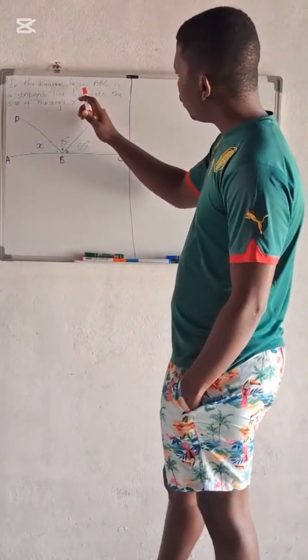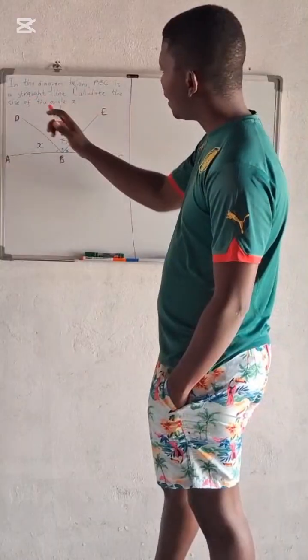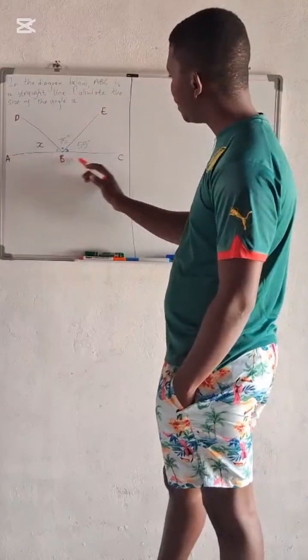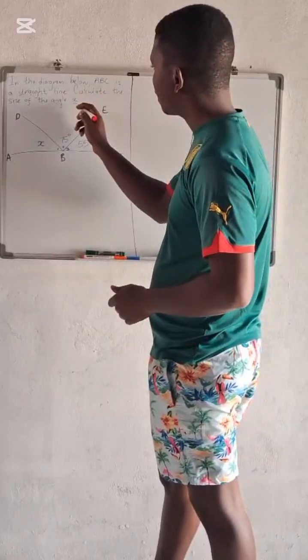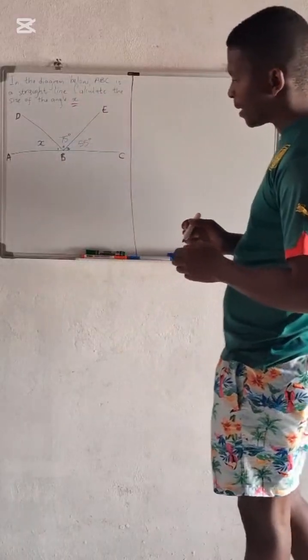In the diagram below, ABC is a straight line. So they're telling us that ABC is a straight line. Calculate the size of angle X. So they are looking for X.